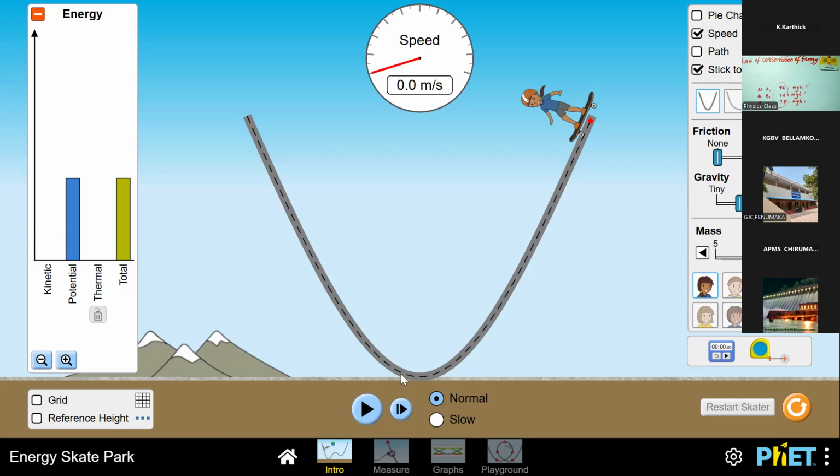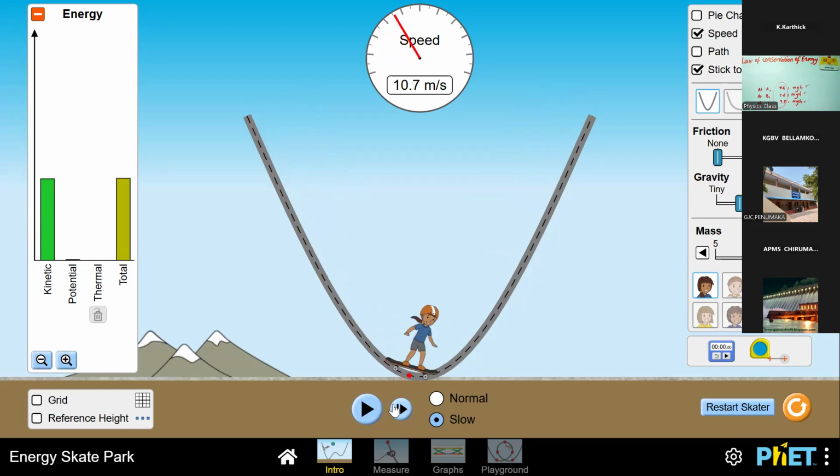Once the skater moves down, the speed increases. Once it hits the bottom, the speed is maximum. So only kinetic energy is there, that is, kinetic energy is maximum and potential energy is zero. So kinetic plus potential is total energy. So total energy is there.